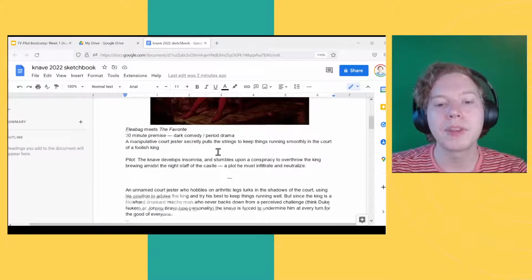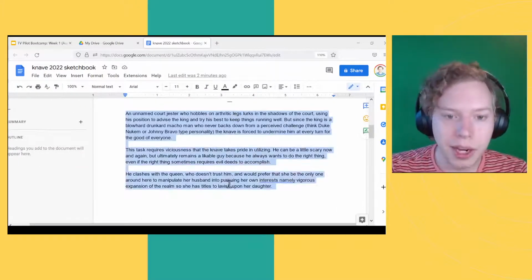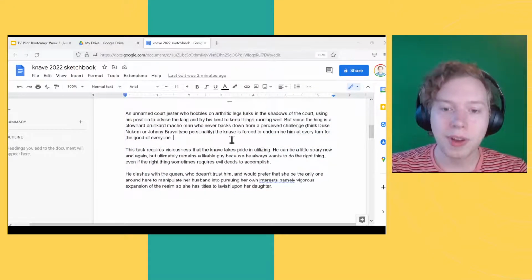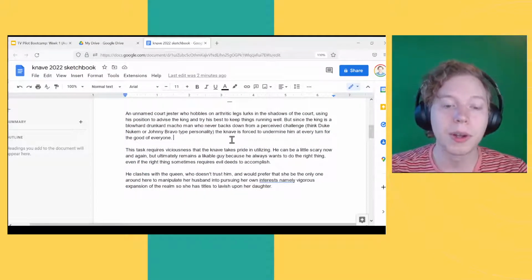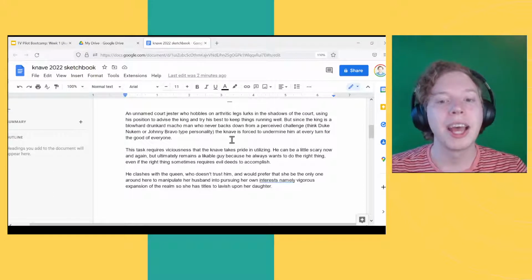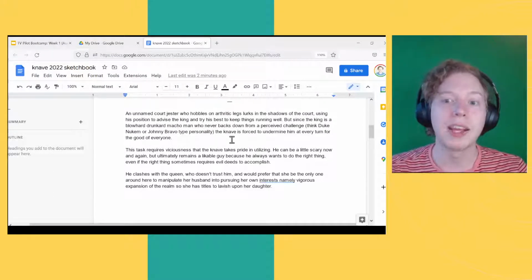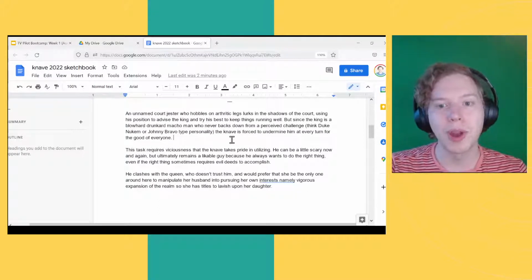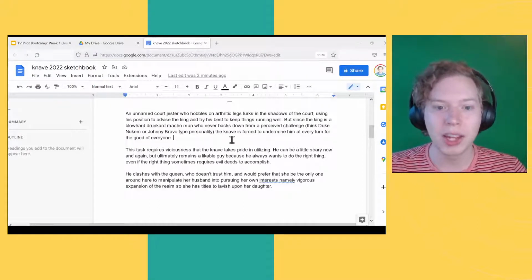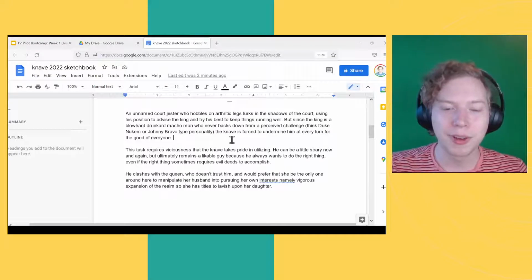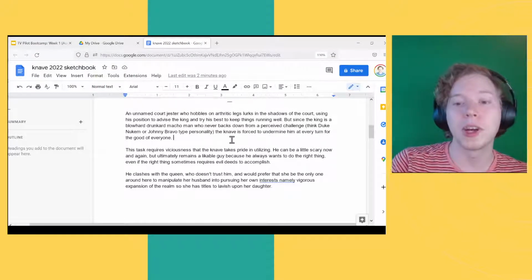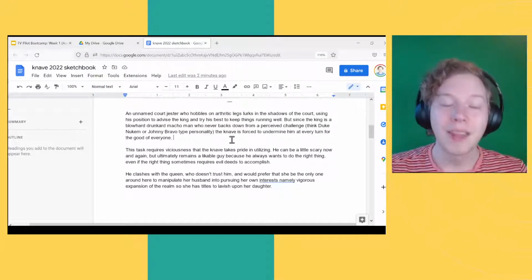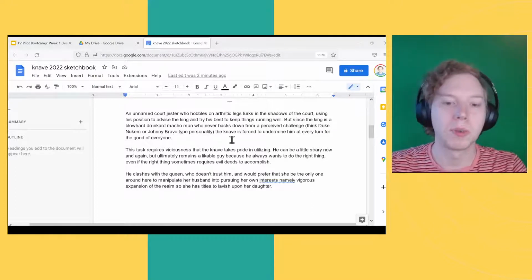Okay, so I have just the basics of the idea written out right here. An unnamed court jester who hobbles around on arthritic legs lurks in the shadows of the court and uses his position to advise the king and try his best to keep things running well while he stays out of the spotlight. But the king is a blowhard, drunkard, macho man who never backs down from a perceived slight or challenge, so think like a Johnny Bravo type of personality, and so the knave is forced to undermine him at every turn for the good of everyone. That's the heart of the show, expressed in one paragraph.